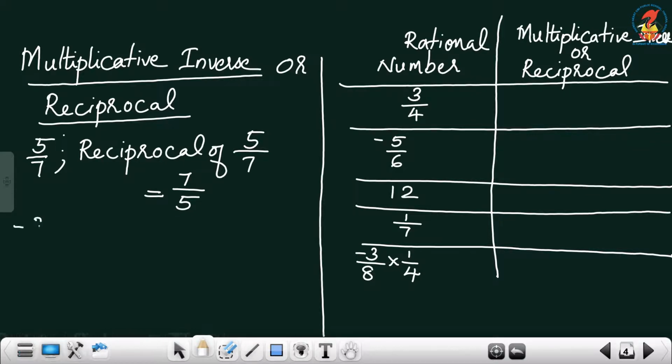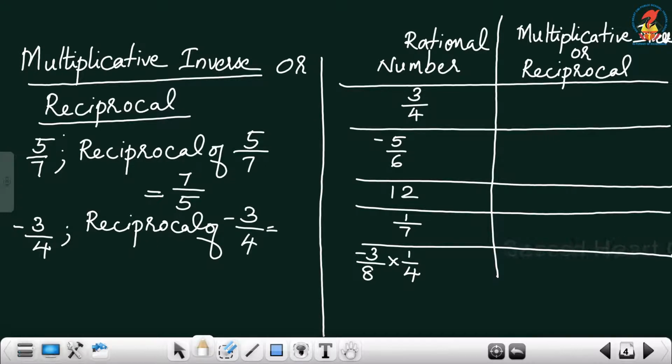Then another example, negative 3 by 4. What is the reciprocal of negative 3 by 4? You have to invert it, therefore the answer is 4 by negative 3. So 4 by negative 3 we can write in the standard form as negative 4 by 3. Therefore, reciprocal of negative 3 by 4 is equal to negative 4 by 3.